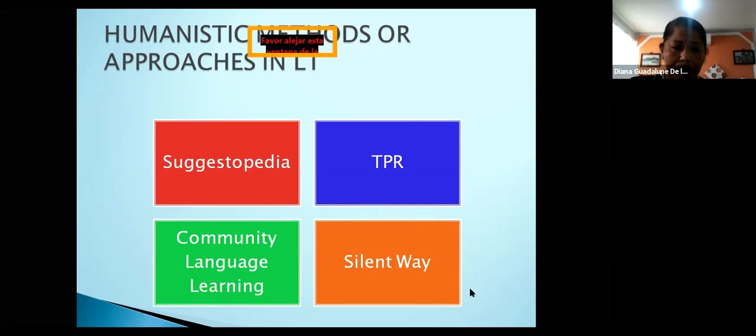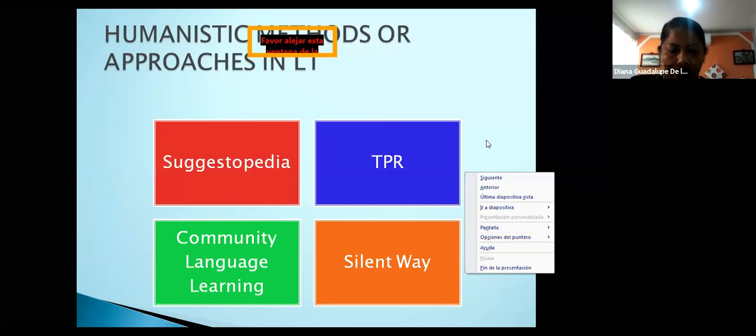The silent way. The silent way is based on an approach that says that the teacher is going to remain in silence, and students have to produce sounds, sentences, and everything that the teacher elicits by providing them some hints or some clues on how to pronounce and how to produce the sentences. But the ones who have the higher talking time are the students. Okay, so we'll continue.